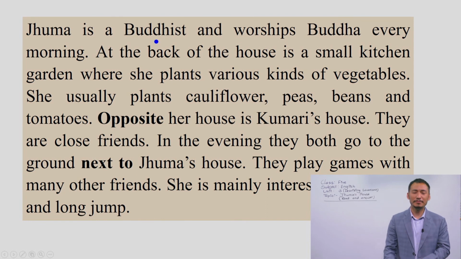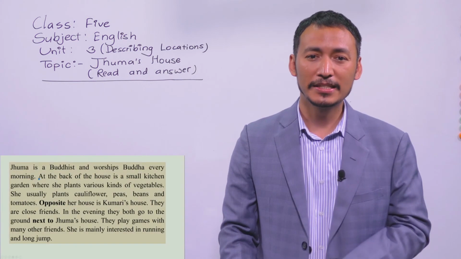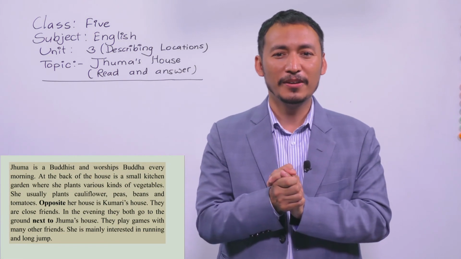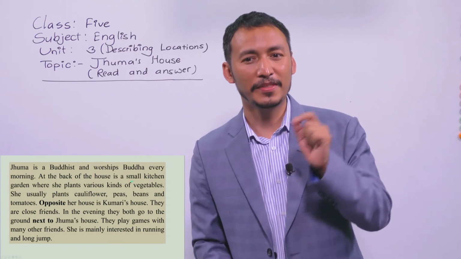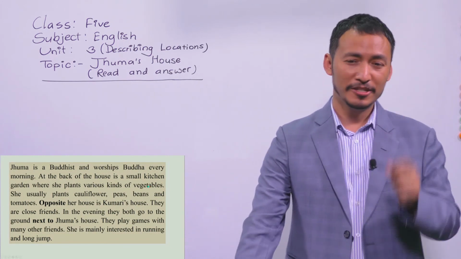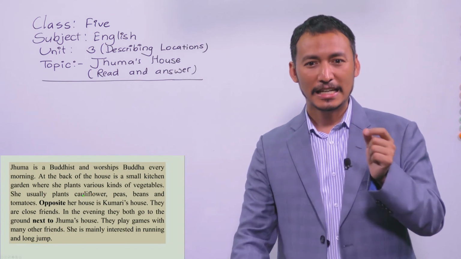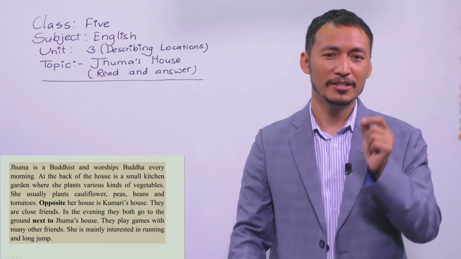She is from Buddhism, or Buddhist religion, and worships Buddha every morning. She worships every morning. So at the back of the house, at the back means behind the house, there is a small kitchen garden. What is there at the back of the house? There is a small kitchen garden where she plants various kinds of vegetables. What are vegetables? Do you know? Okay, vegetables are like cauliflower, peas, beans, tomatoes, and so on.